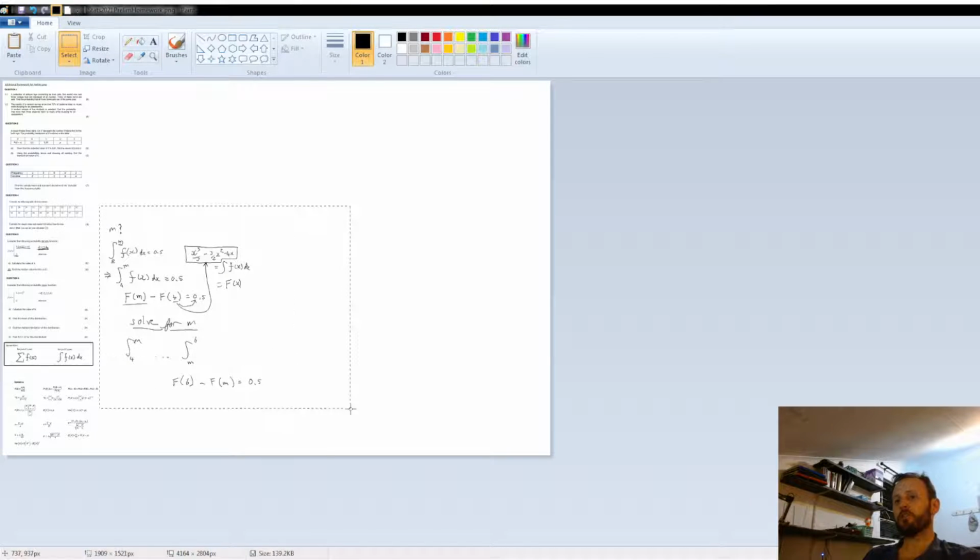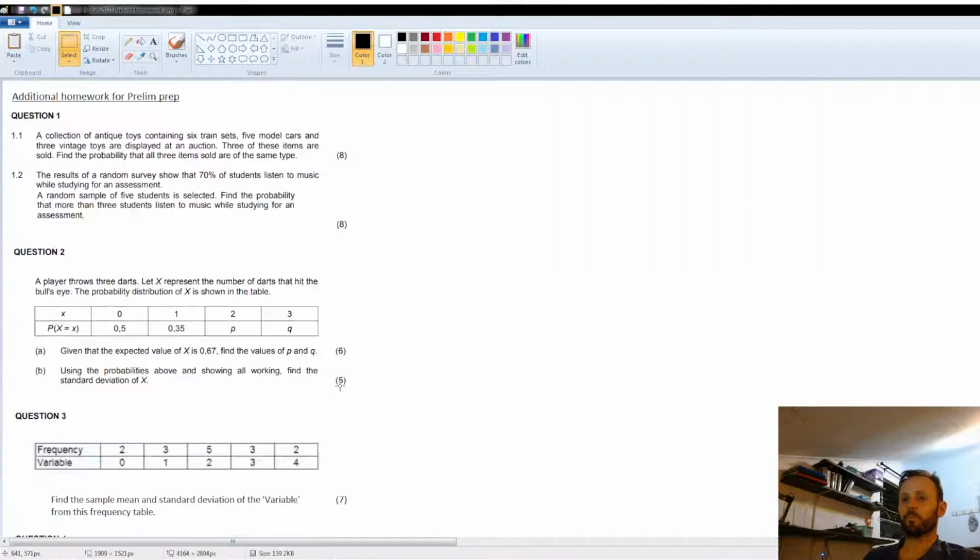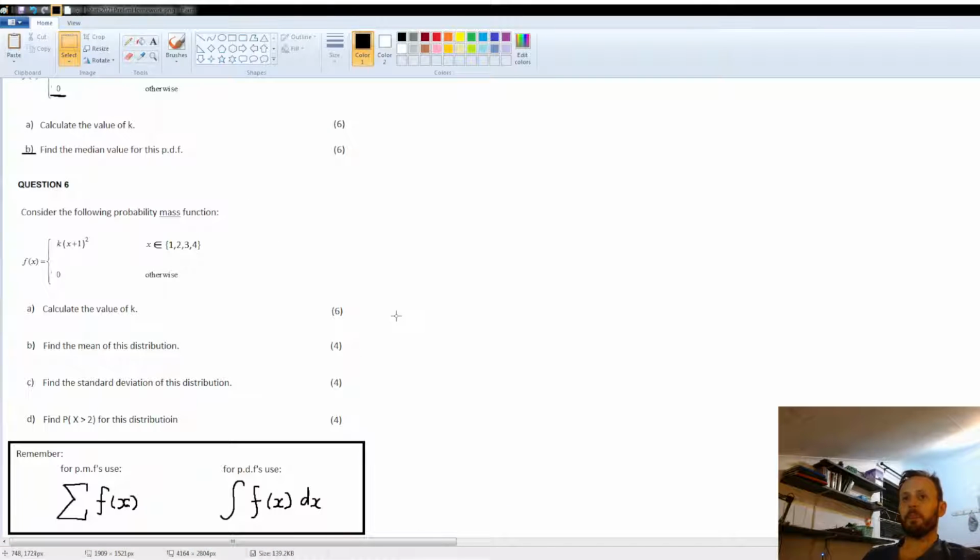If you understand the concept, you don't have to chug through this final step, but the idea is you put 6 into capital F. Capital F is just the integral of the function. Hopefully you can find it. You put 6 in there. You put m in. You subtract them to get some polynomial in the variable m equal to 0.5. So you shuffle it around and you solve for m. Okay.